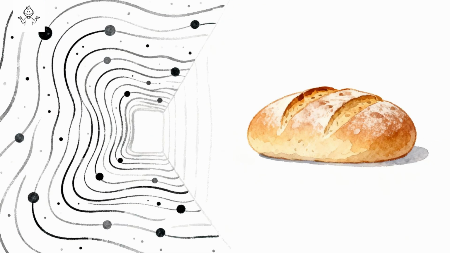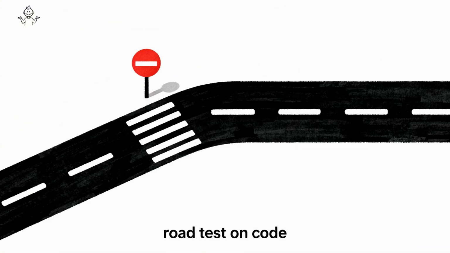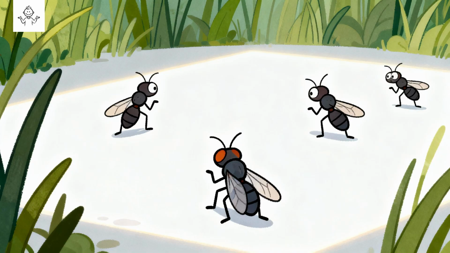In a moment, we'll run this on quantum tunneling and on sourdough bread. Yes, bread. Then we'll road test it on code. Because bugs fear clarity. Step 1.